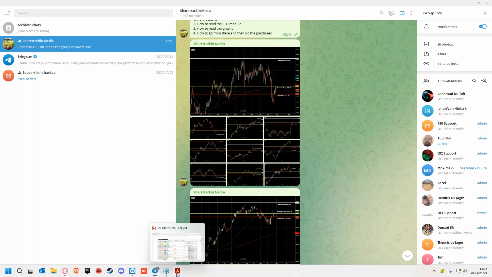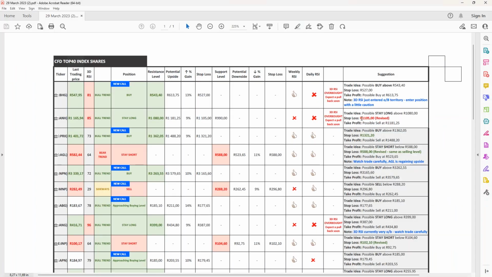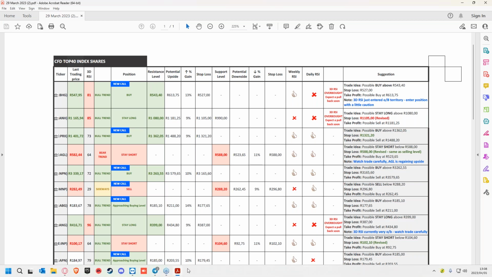So if we quickly go back to the PDF documents, you'll see that we revise our stop losses. So always go back and revise the stop loss so that you can also go and adjust your stop loss. If it was a trailing stop loss, you don't need to adjust it, because your trailing stop loss will obviously go and adjust itself. But if you're using a normal stop loss, you just need to go and revise it yourself. It's on either Standard Bank or IG or Nedbank, depending on where you trade.